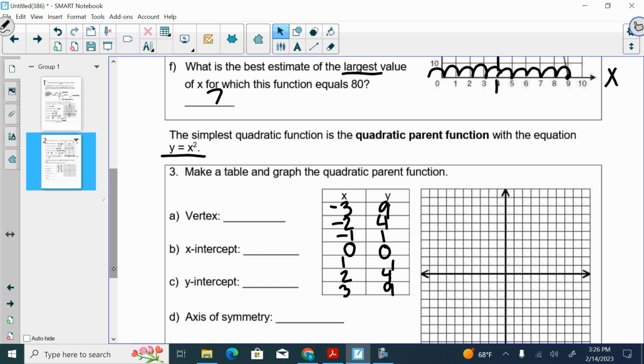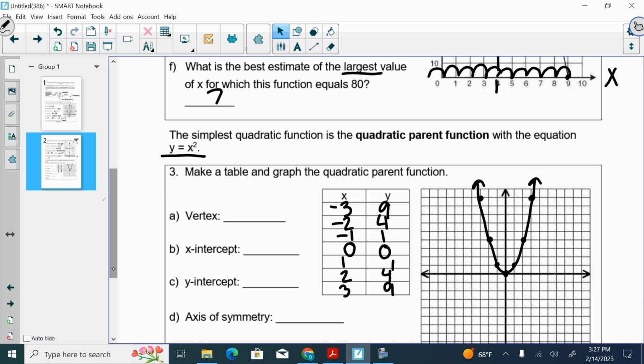Okay, so now we're going to plot these points so we can see what the graph looks like. So we got -3, 9, -2, 4, -1, 1, 0, 0, 1, 1, 2, 4, and 3, 9. So there's our U-shaped parabola.